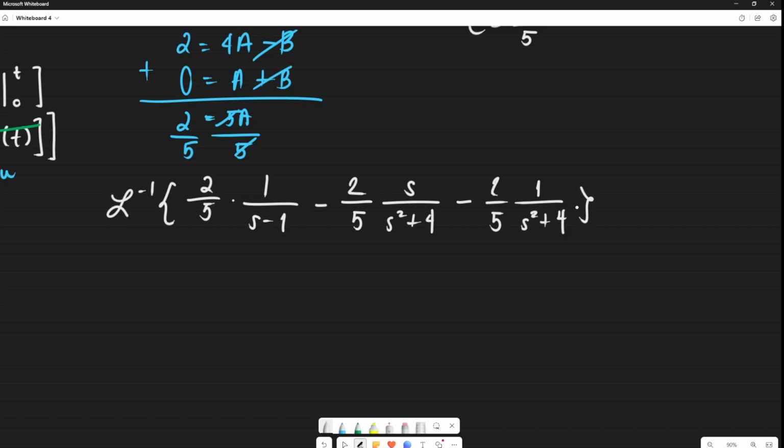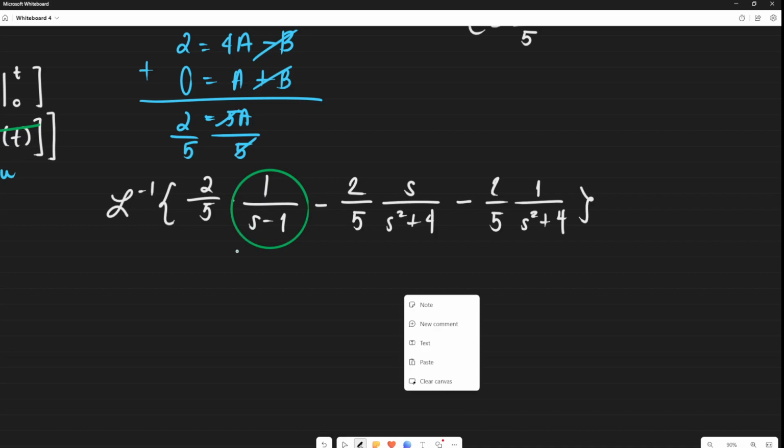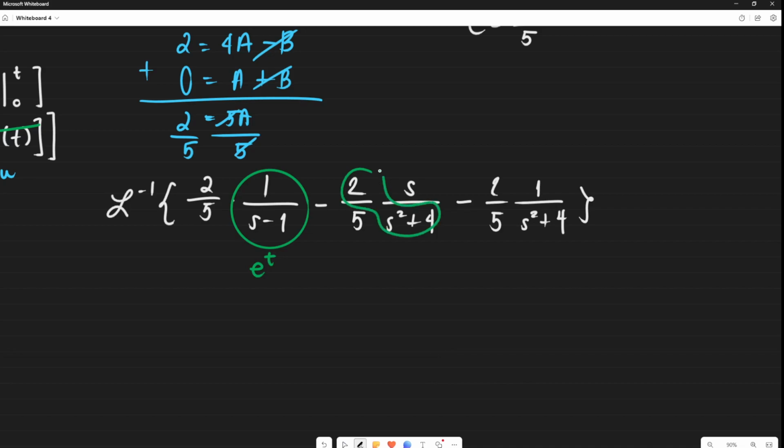Okay, so this one already has an inverse Laplace. Basically, this is e raised to t. Also with this one, tama? So this is a over s squared plus a squared. So that is sine.